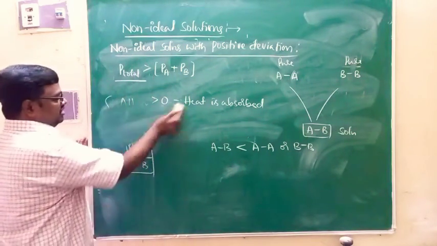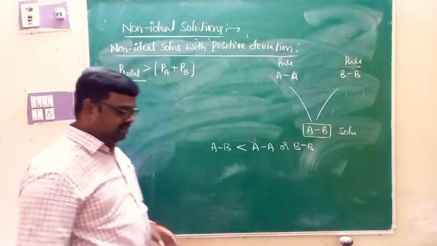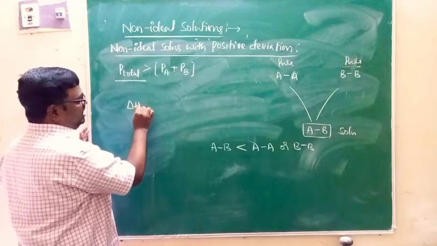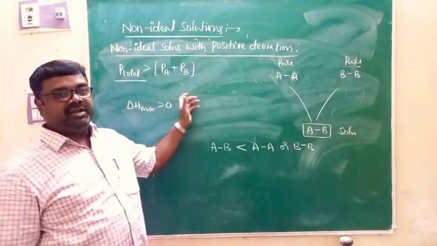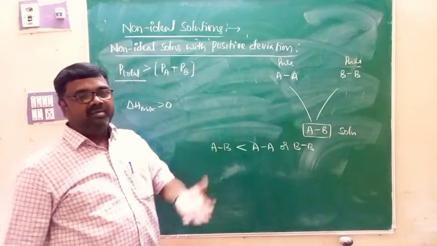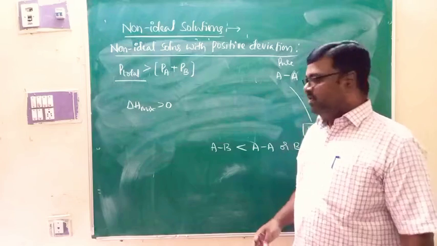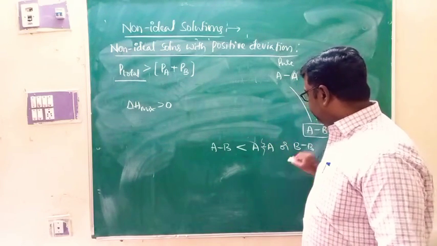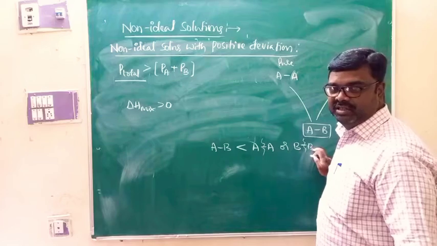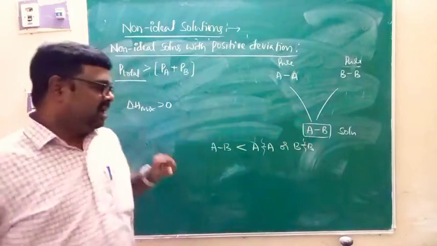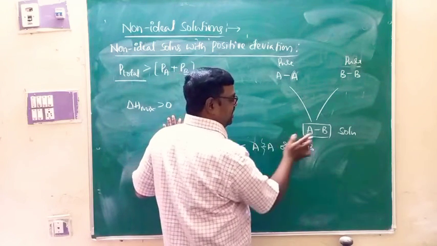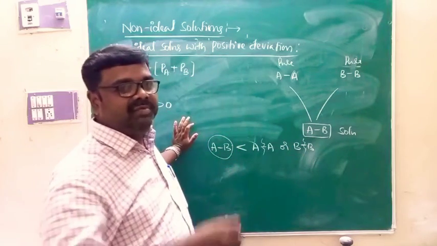And for the same reason, in the case of solutions with positive deviation, delta H of mixing is positive. Heat is absorbed. As A to B interactions are weak, the amount of heat liberated is less. Therefore, in order to break the force of attraction among A to A or B to B molecules, heat will be absorbed from the surroundings. The amount of heat liberated in this case is less. Therefore, in order to break the forces of attraction among A to A or B to B molecules, heat will be absorbed from the surroundings and thereby the solution results.